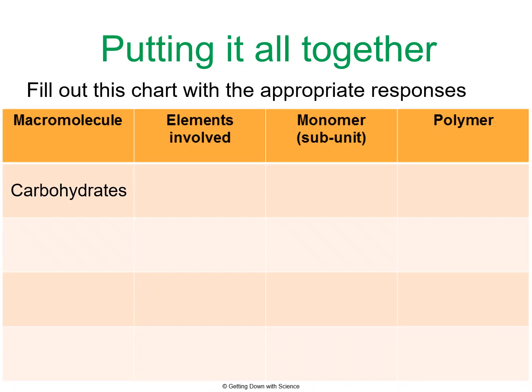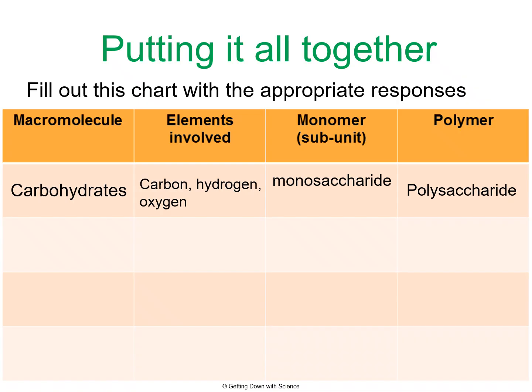All right, once you are seeing this slide, you know that we have come to the very end of this presentation, and also the very end of Unit 1. So let's quickly go over the essential knowledge that you should have for this unit, just basic stuff. There's a lot more detail that we covered in the slides. For carbohydrates, what are the elements involved? Carbon, hydrogen, oxygen. What are the monomers? They're called monosaccharides, and the polymers are called polysaccharides.